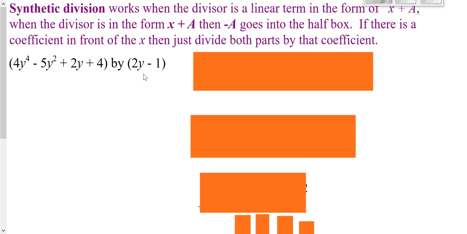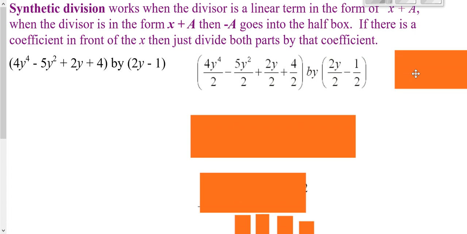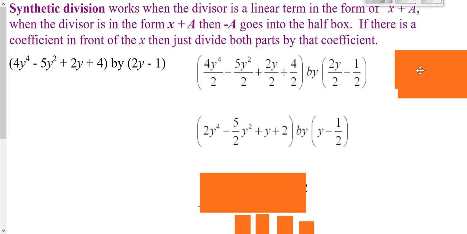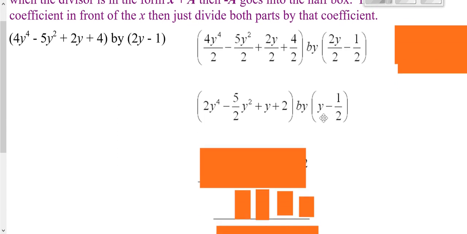But it can be done with synthetic if you get rid of this. So to get rid of this 2, I'd have to divide everything by 2. If I divide everything by 2 on all parts, then I really end up getting this. Simplify my first, my second, third, fourth, simplify this here. Now it's in a form where it's your variable plus or minus a number. So now I could do synthetic. What causes this to be 0 would be a positive 1/2, so that goes in your half box.